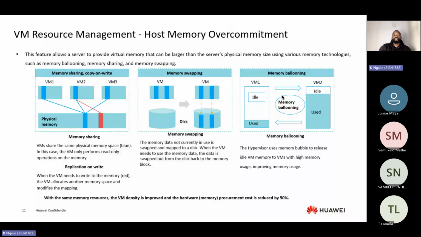So basically, you have your memory ballooning, which will automatically reclaim and use memory from virtual machines. If a certain virtual machine is not using a certain memory, it's going to reclaim it so that it can be allocated. The reclaimed memory becomes available to other virtual machines. So we can reclaim memory from one virtual machine, which can be used by another virtual machine.